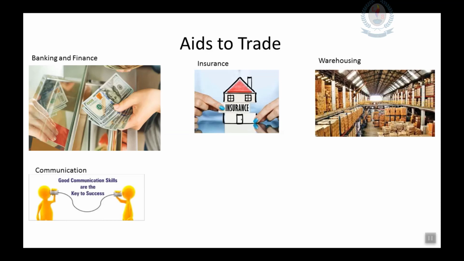Communication. Communication is very important. It enables people to contact one another. Nowadays, people use different methods to keep in contact with buyers and sellers. They are using new technological methods to communicate with each other: internet, email, WhatsApp, Viber, and different methods like that.